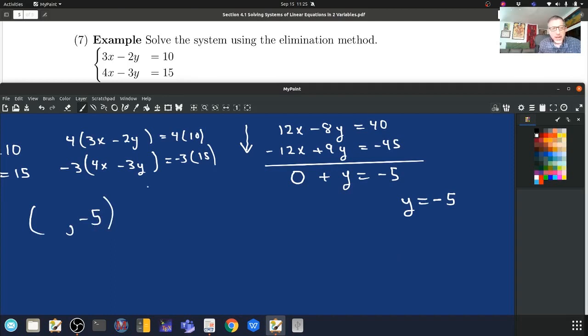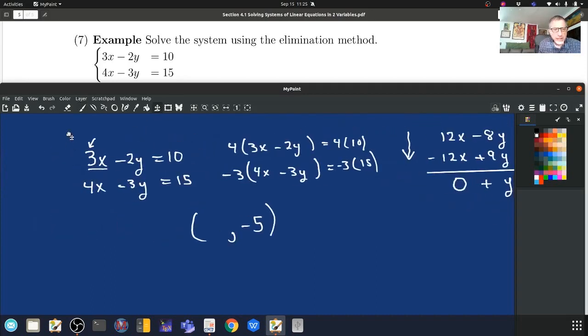So how do I find out what the value of x is? It doesn't matter. Take any of the equations in any form whatsoever. You can take them in this form or in this form, in the original form, in any equation, and just plug in y is equal to minus 5.